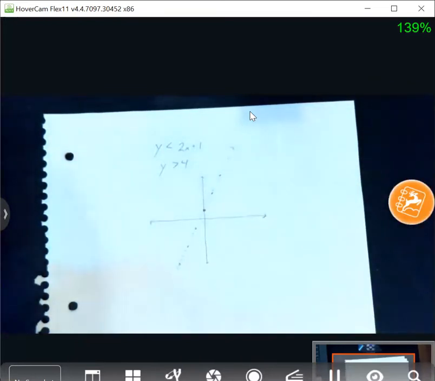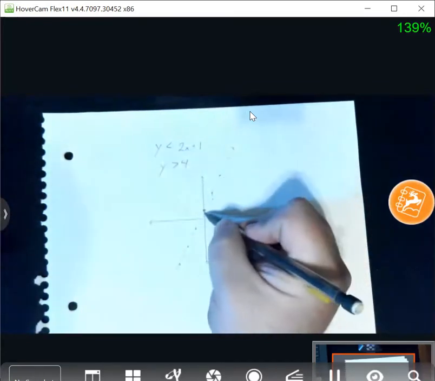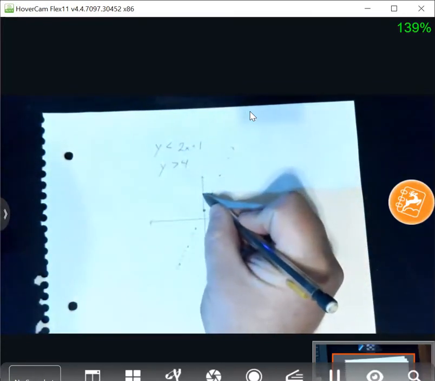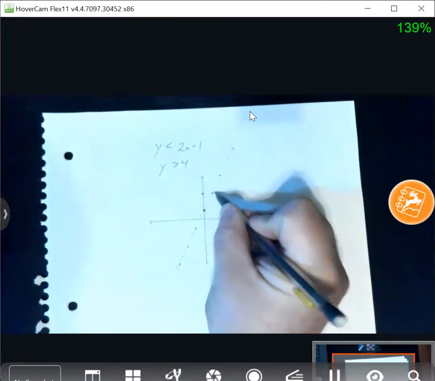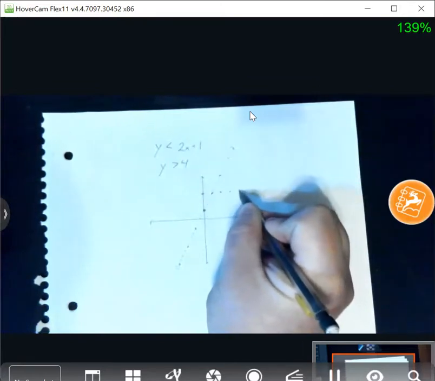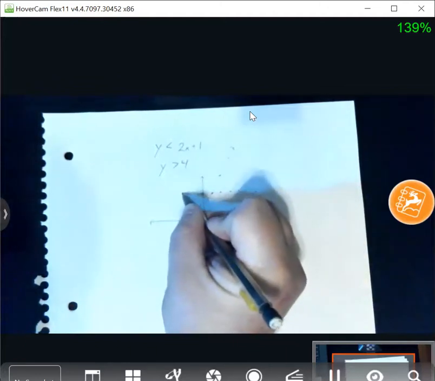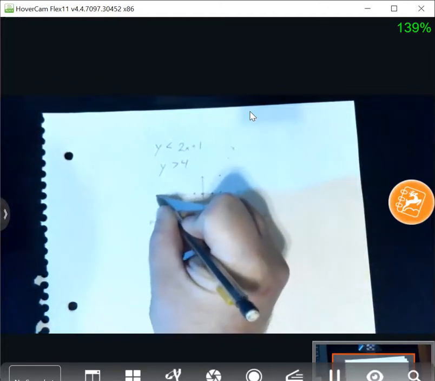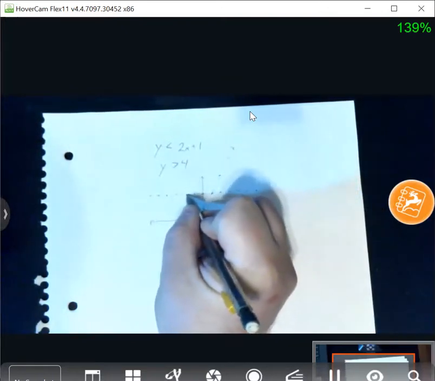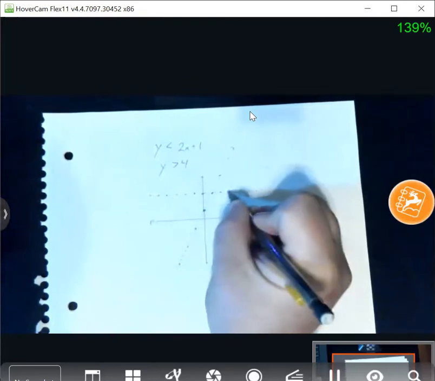Y is greater than 4. Okay, so remember, when we just have y equals a number, that's saying that the height is that number. So in this case, every single point that has a y equal to 4 would be a horizontal line at y equals 4. And again, since this is greater than, it's just dotted. We're not actually going to fill it in with a solid.